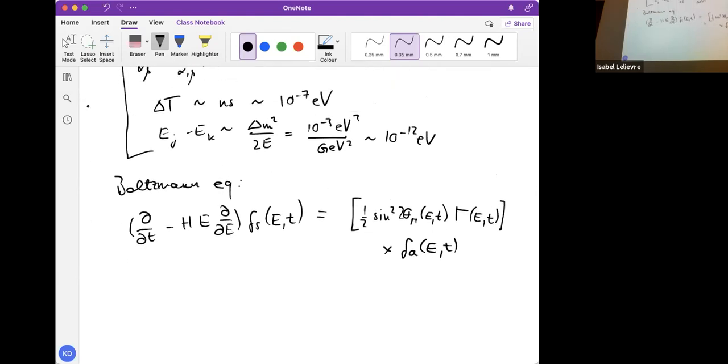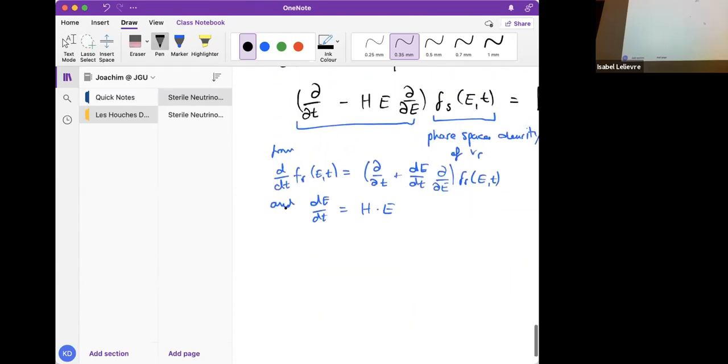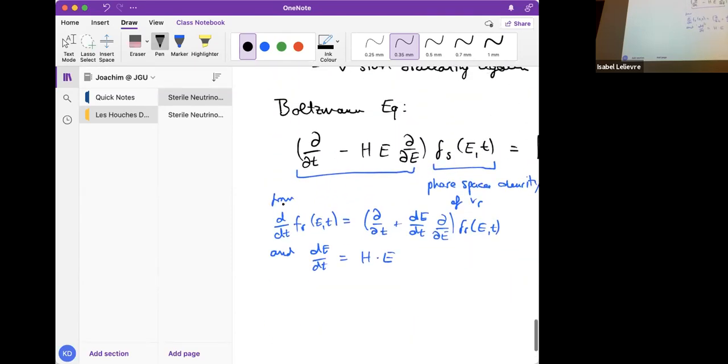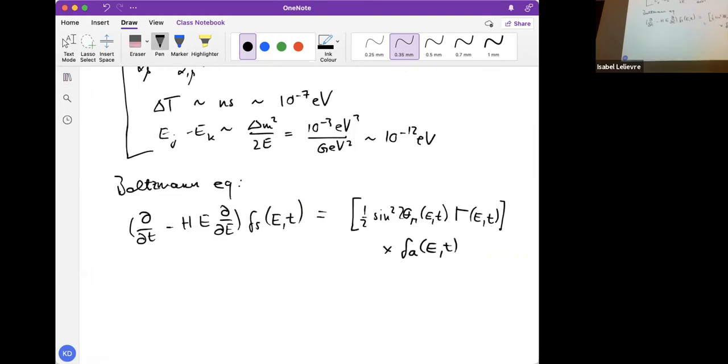And we've also already discussed the physics of this first term. I've argued that the first term in the equation is just the total time derivative of the sterile neutrino distribution, which depends on the explicit time derivative, so the partial time derivative, and a term that describes how particles are moved from higher energy bins to lower energy bins due to redshift. Okay, so that's the equation that we have to deal with.